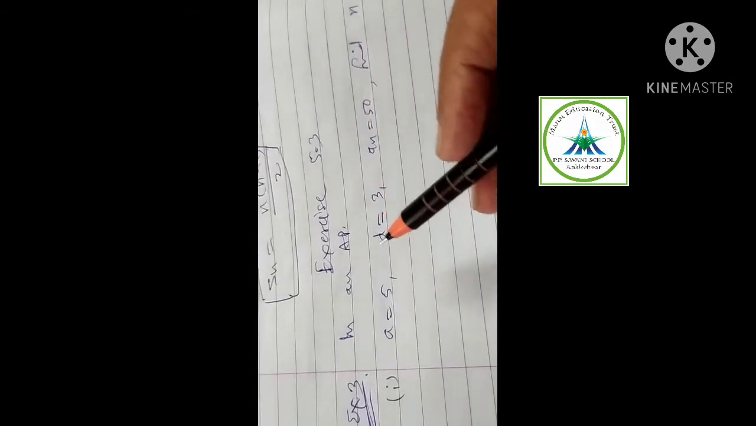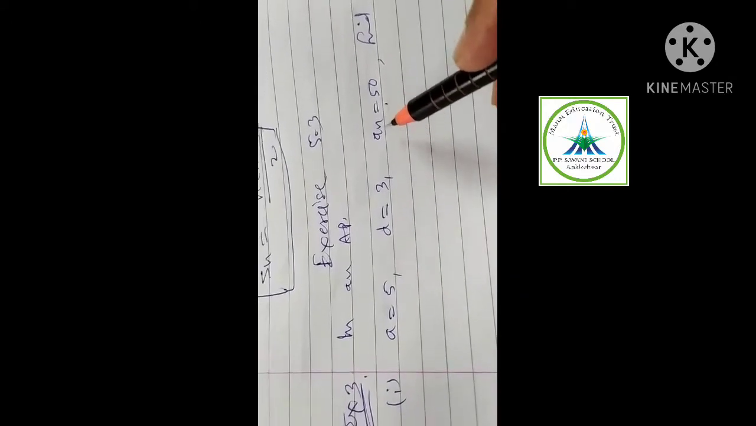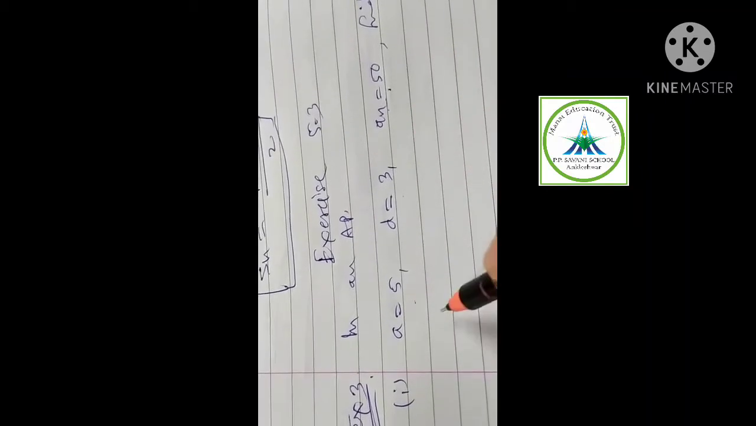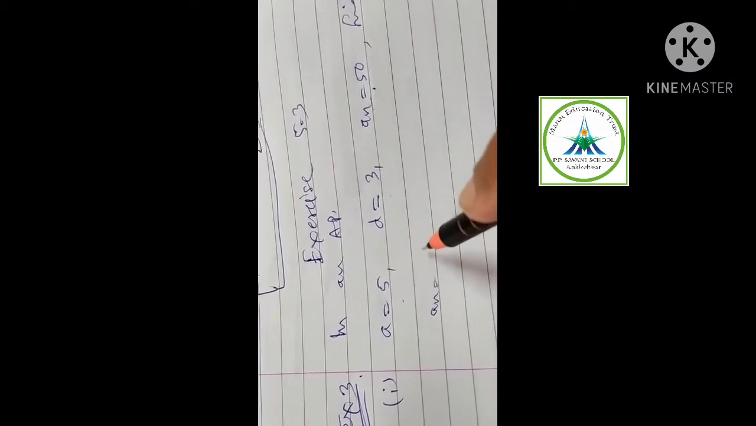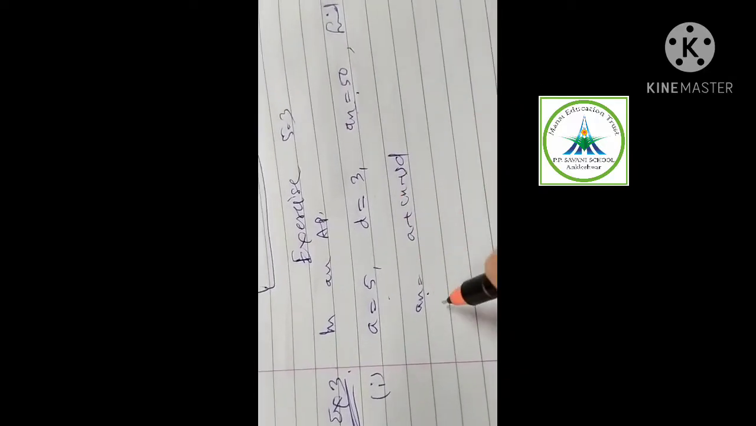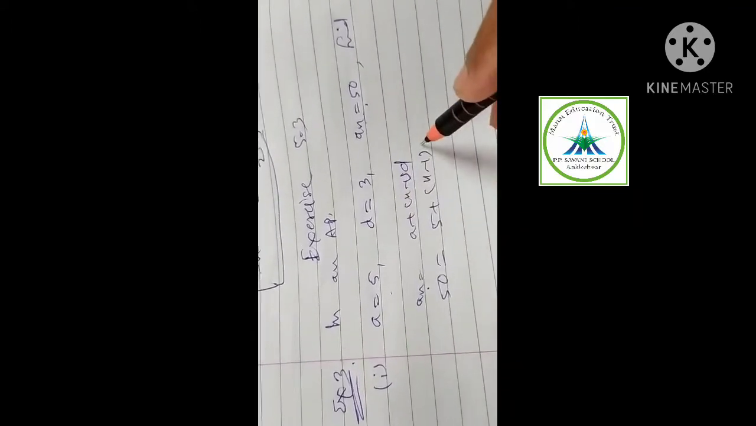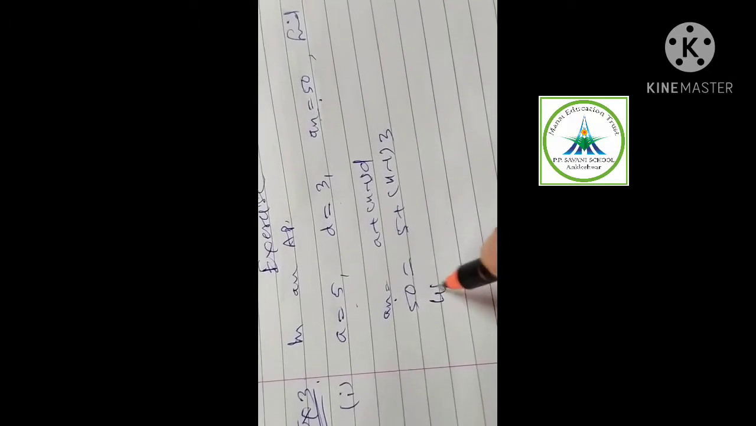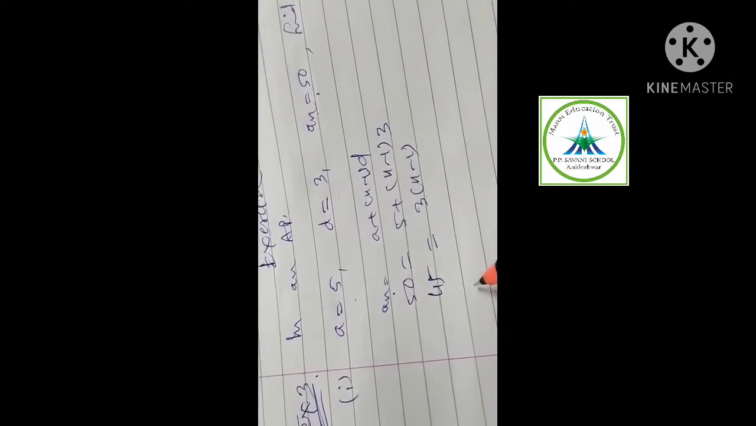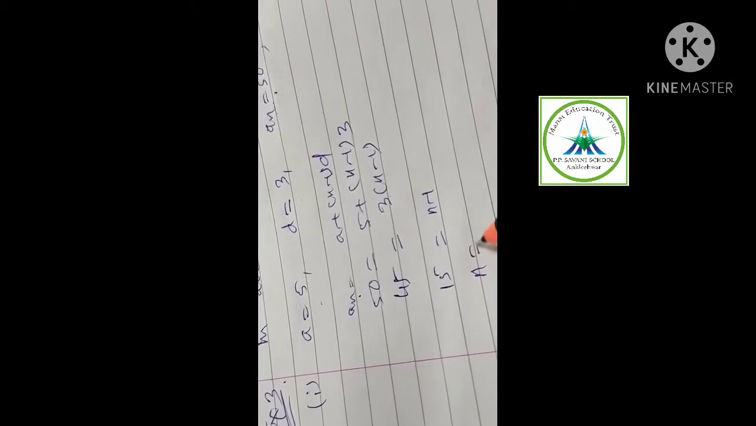So see, we are given a, the first term. d is given as 3. an is known. So from a, d and an, we can find n. Yes or no? See, an equal to what? Can you tell me? a plus n minus 1 d. So put an as 50. a is known, plus n minus 1, d is 3. 5 comes to this side, 45 equal to 3 bracket n minus 1. So you are getting n minus 1. So n equal to 16.